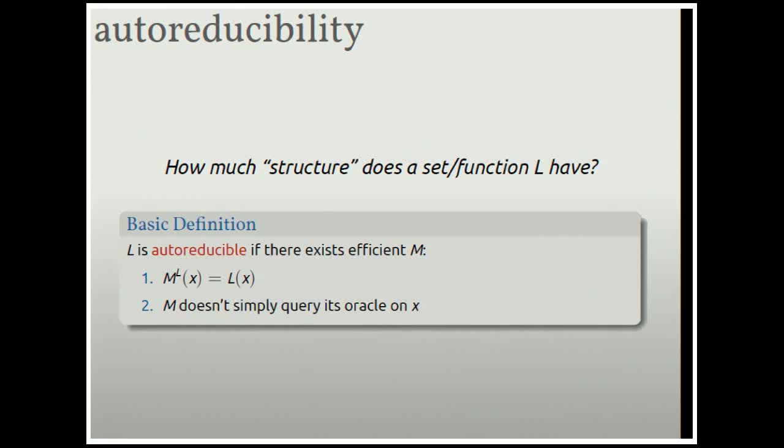You can think of this as an indicator of the structure of a set, because this means that, okay, I get an input X and I have to output L of X, but I'm not allowed to query the L Oracle on X. So that information about the correct answer has to be encoded somewhere else in L, so that means there's some structure there.